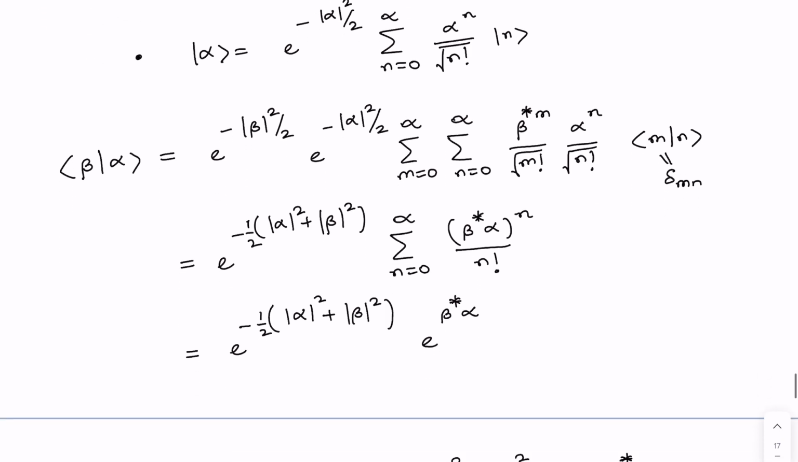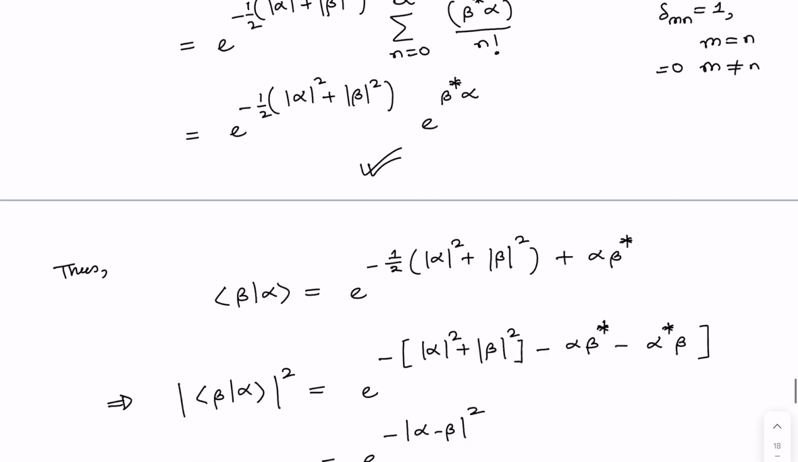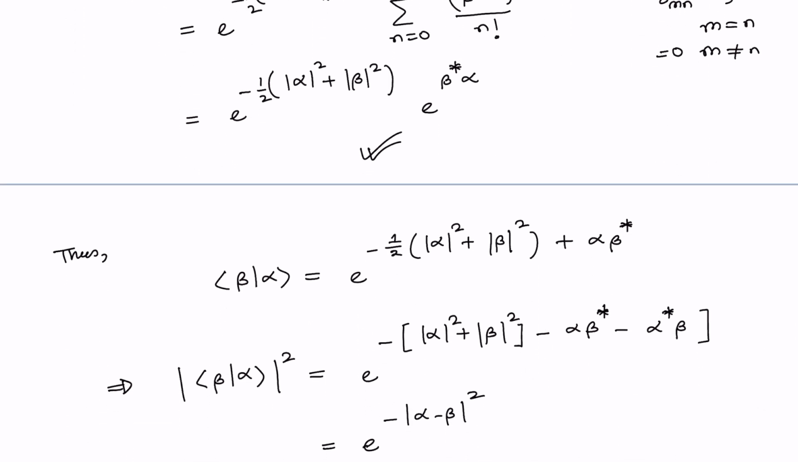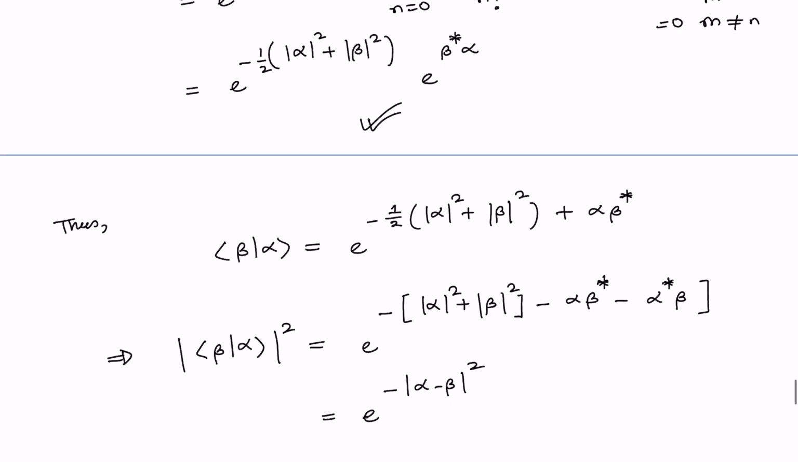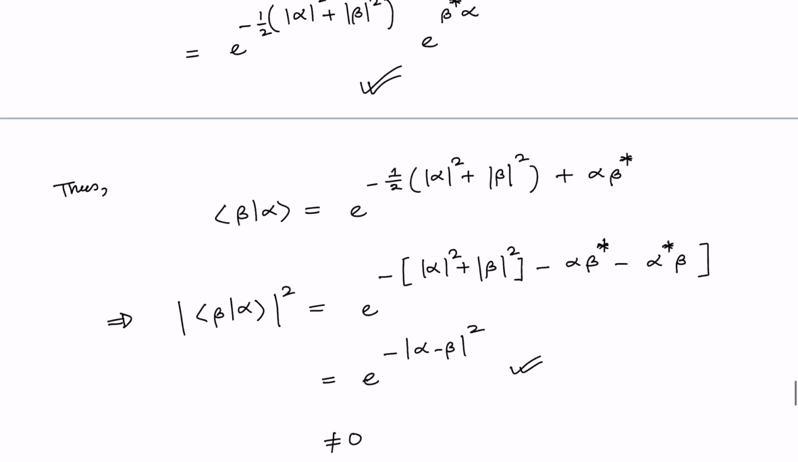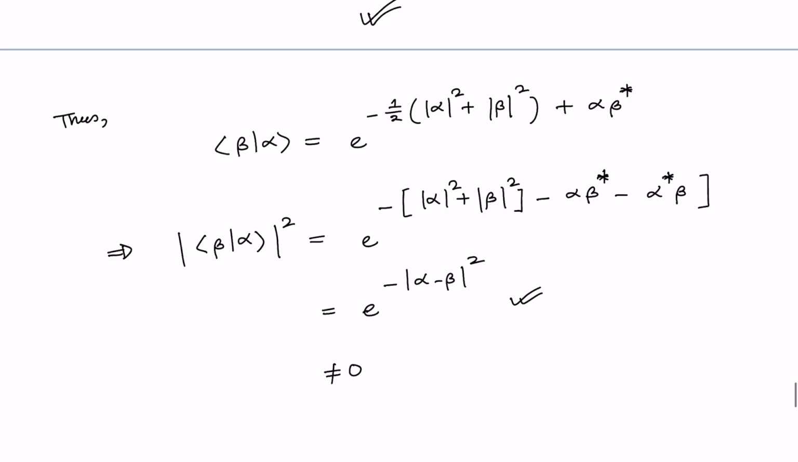And using the property of the Kronecker delta mn, because the Kronecker delta says that it is equal to 1 if m is equal to n, otherwise it is equal to 0 if m is not equal to n. So utilizing this property, ultimately you can show that this is the expression you are going to obtain, and therefore if you take the mod square of the scalar product of alpha and beta, this is the expression you will get, and you can see that this is obviously not equal to 0. That means that two coherent states are not orthogonal.